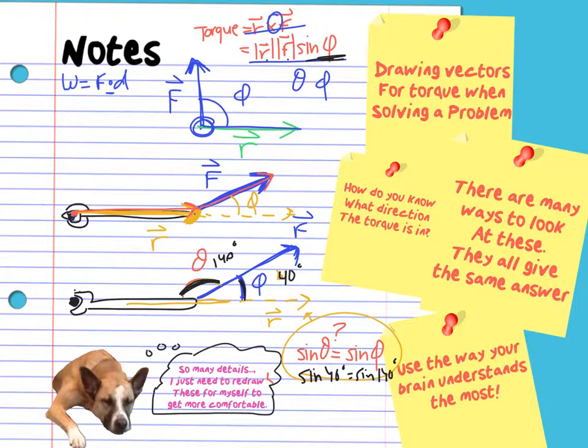So if I were going to break this up into its components, I'm going to get this, and I'm going to get this. Okay? If this is F, then this is F, and it's adjacent to phi, so cosine of phi. And this side is opposite to phi, so this is F sine of phi.